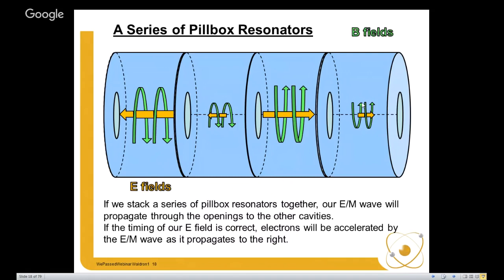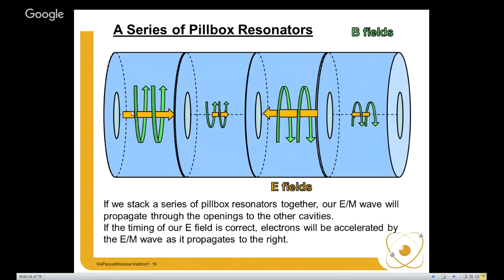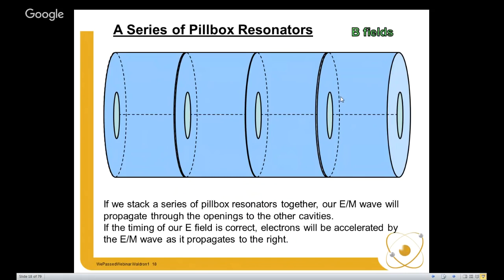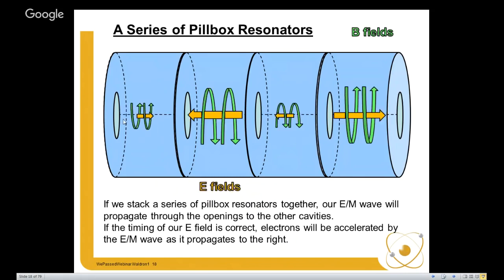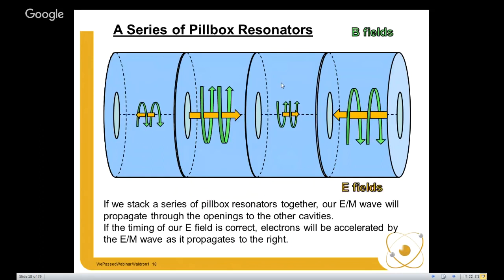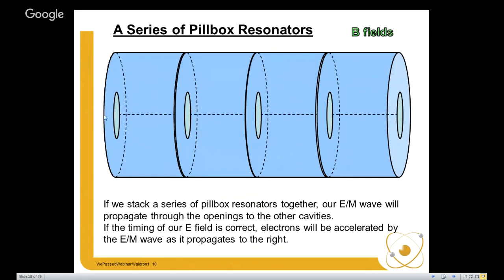And I have an animation that doesn't quite work the way I always like here, but you can see the fields are pointing left and right and sort of propagating from left to right. So if an electron is inserted at the right time in this cavity, it will be accelerated to the right, drift, accelerated to the right, drift, and so on and so forth. Well, now we've got a linear accelerator. In fact, we have what we call a traveling wave, a linear accelerating structure.